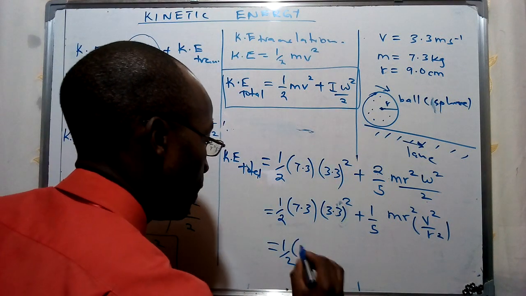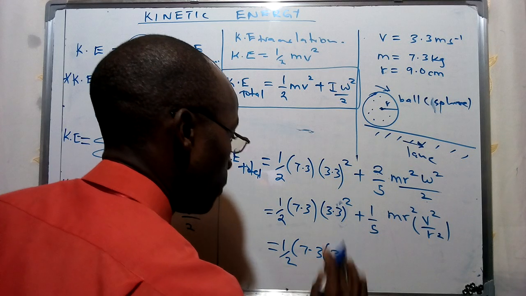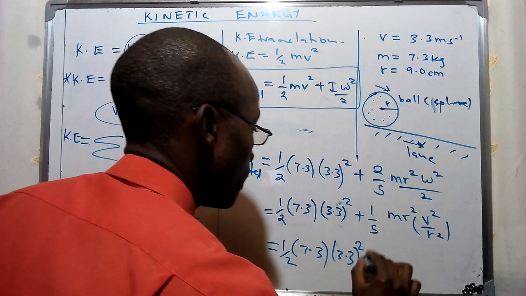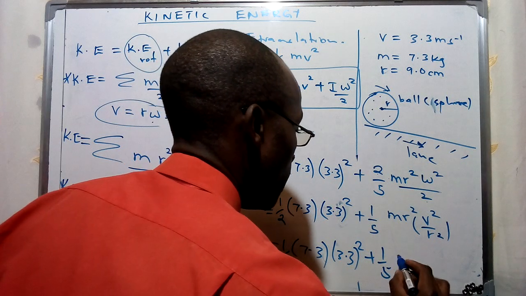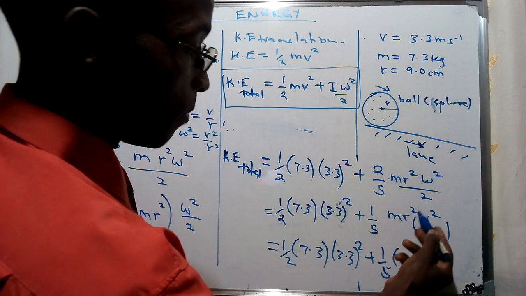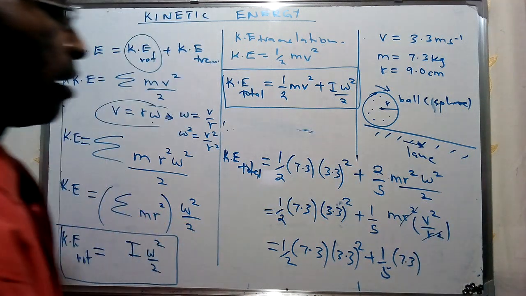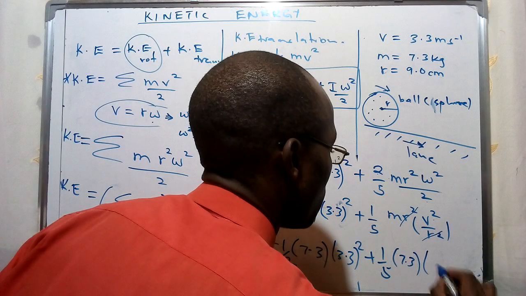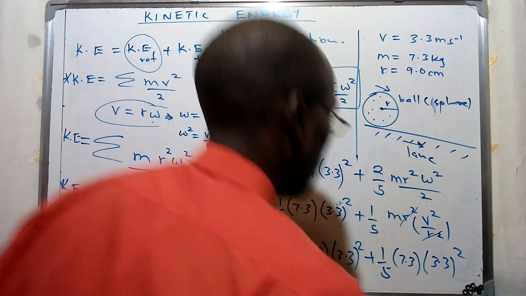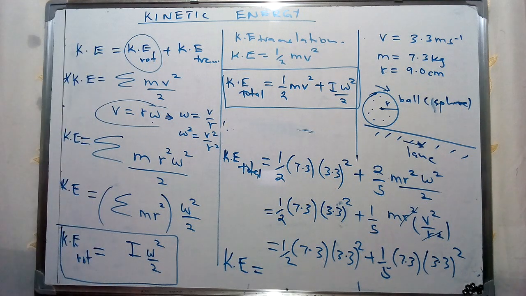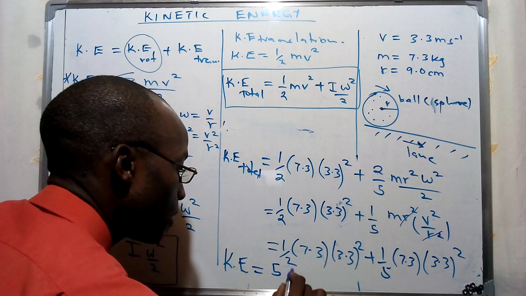So we shall still have 7.3. Of course it's tedious, but it's good for us to do a follow-up. So we shall have 3.3 squared plus 1 over 5. The mass is 7.3, and then we shall have this square of radius cancelling out from this specific formula. So we're going to remain with the square of velocity, which is going to be 3.3 given as that one. So this is going to give us a kinetic energy equivalent to, from my end, the value of 56 joules.